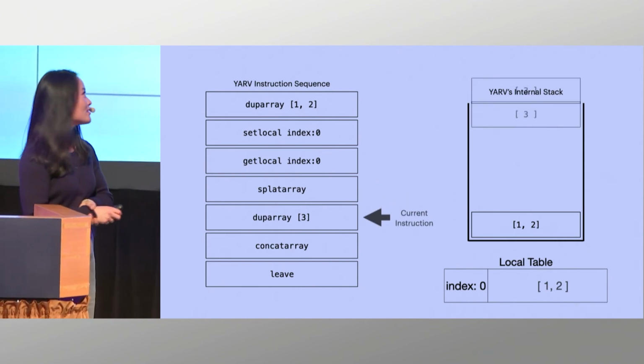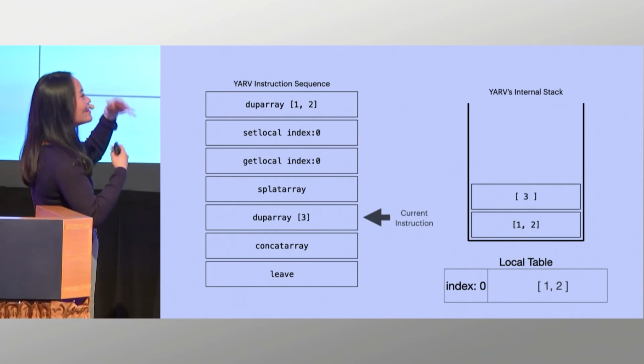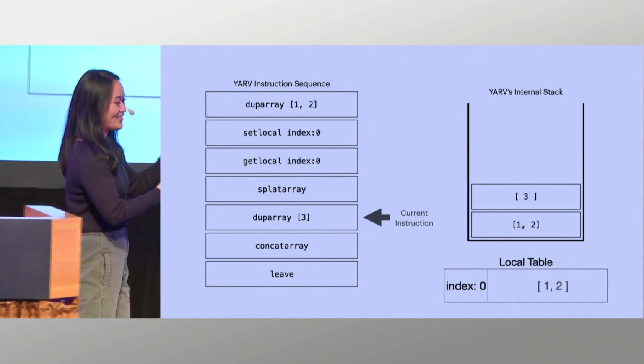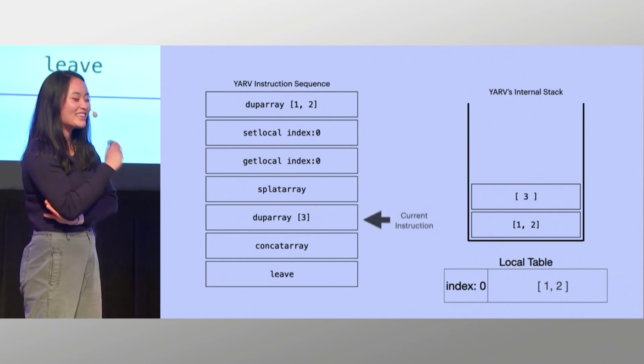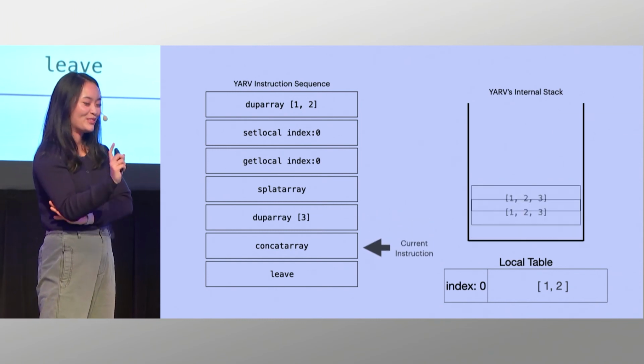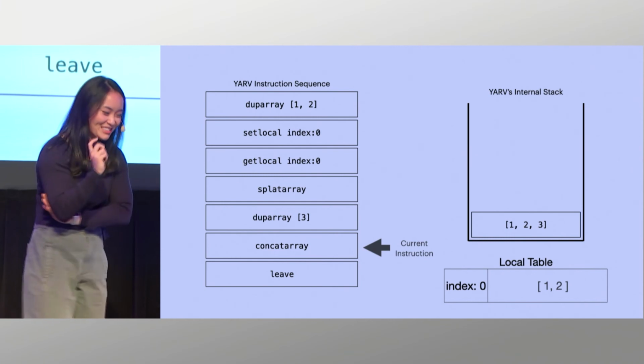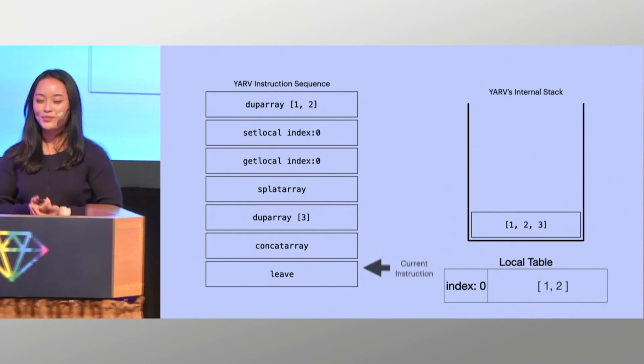Sorry, I know I'm essentially narrating what's going on, and you can obviously see it. Dupe array pushes 3 onto the stack, and then concat array pops 2 objects off the stack, concatenates them, and pushes the result back onto the stack, and then we leave.